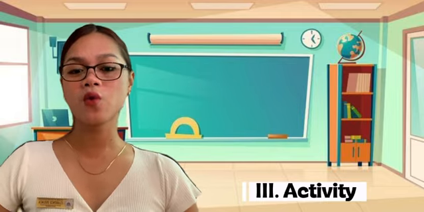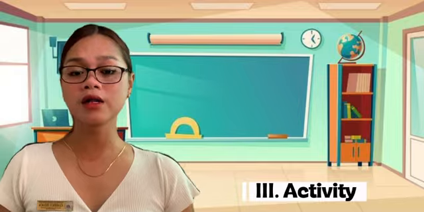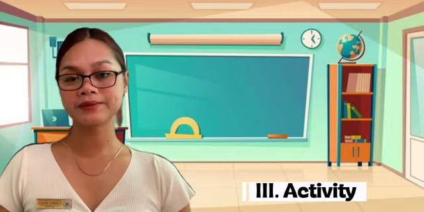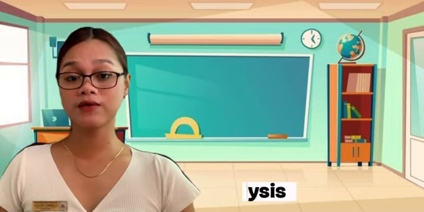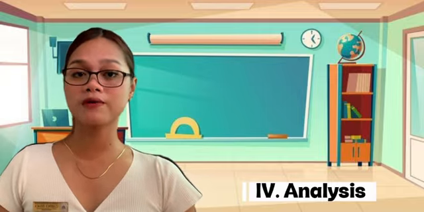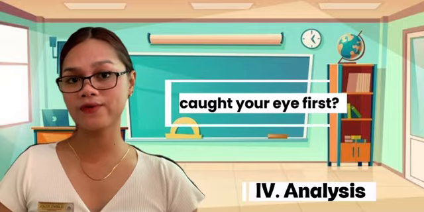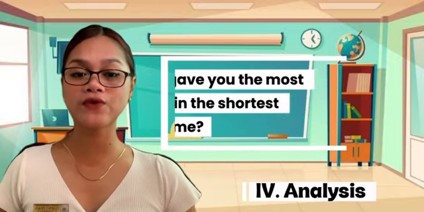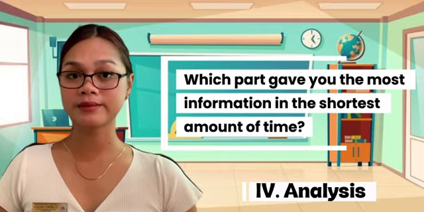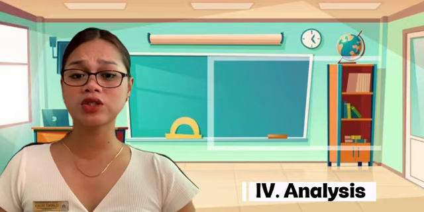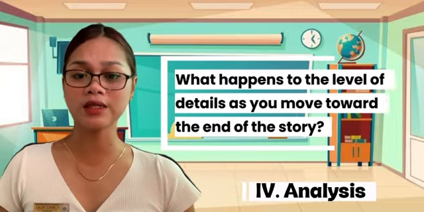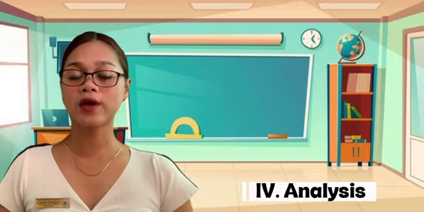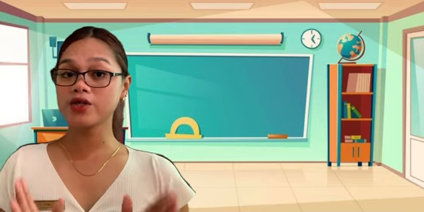Okay, now that you are done, what specific clues in the text help you identify and label each part of the news article correctly? Based on the activity we had, from all the parts of the news article, what caught your eye first? Which part gave you the most information in the shortest amount of time? Follow-up question: what happens to the level of the details as you move toward the end of the story? Okay, very good. Good job, class.